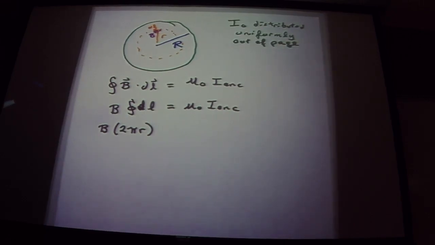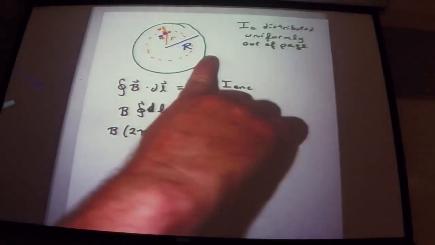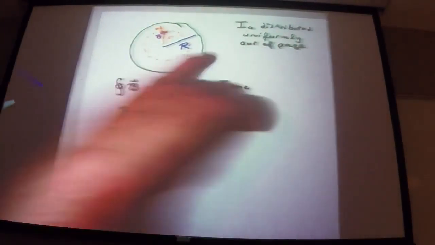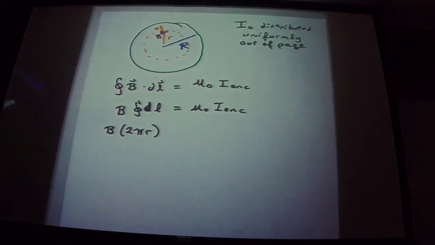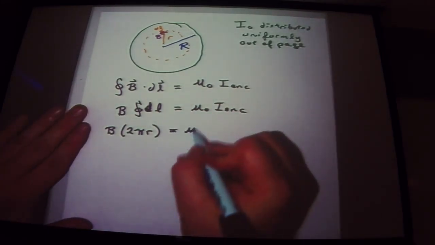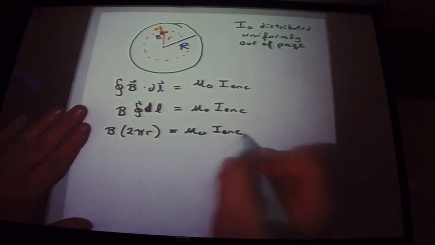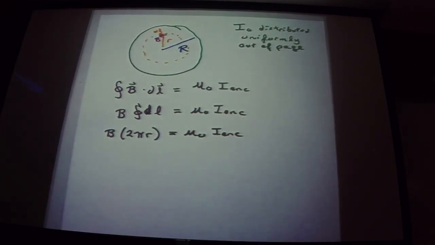No, I enclosed is different because notice we didn't enclose it all. So now what we have to do is figure out how much current we enclosed so we can plug that in. So our next step is to try to figure out what this I enclosed is. Okay, so I'm going to bring up another piece of paper to look at what I enclosed is.